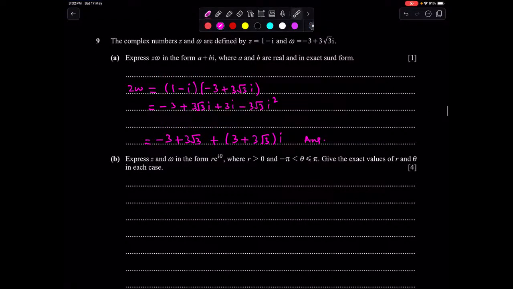Part B: express z and omega in r, e, I, theta form. Very simple. R is positive and theta lies between minus pi and pi. Exact values of r and theta. So you all know r means modulus and theta means argument. So get the modulus of this complex number. This is r.